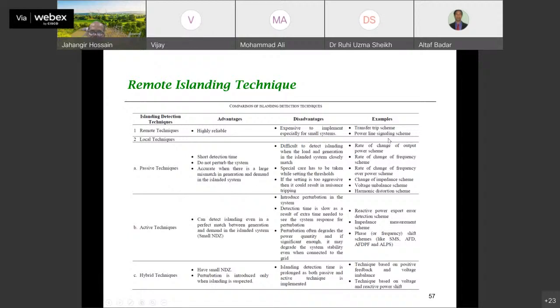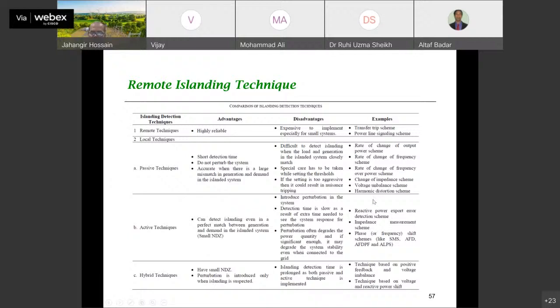Here, some of the things that you can utilize, as I say, are rate of change of output power, rate of change of frequency, and frequency over voltage. You can use any of them, but these are the disadvantages. One of them I already mentioned, some non-detectable zone. Also, special care has to be taken while setting the threshold, because you are saying that when something is more than that threshold value, it is an isolating condition. So you need good experience in setting that threshold. And then the active technique. In most cases you will not have any non-detectable zone, or even if you have, it will be a small non-detectable zone.